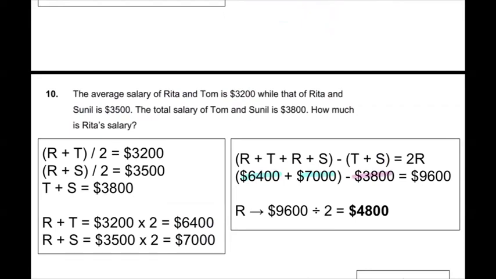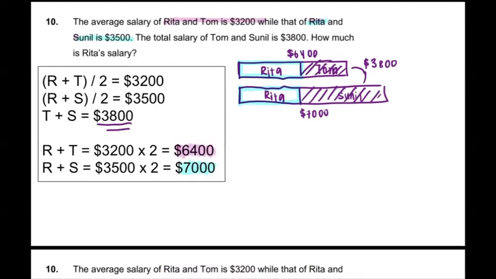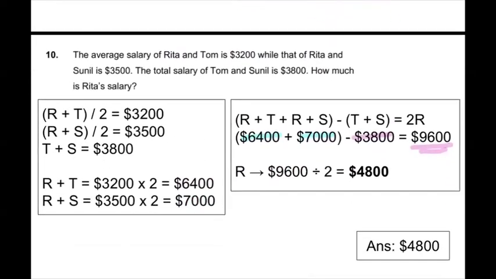However, the value here is not just one Rita. So you look at the model, see, there's one here and there's another one here. So it's actually 2 units of Rita. So to find out Rita's salary, you will need to divide it by 2. So 9,600 divided by 2, you will get 4,800. Okay, so that's Rita's amount. But you can always double check. If you have time, you can double check and then you'll see that, yes, Rita's salary is actually 4,800.